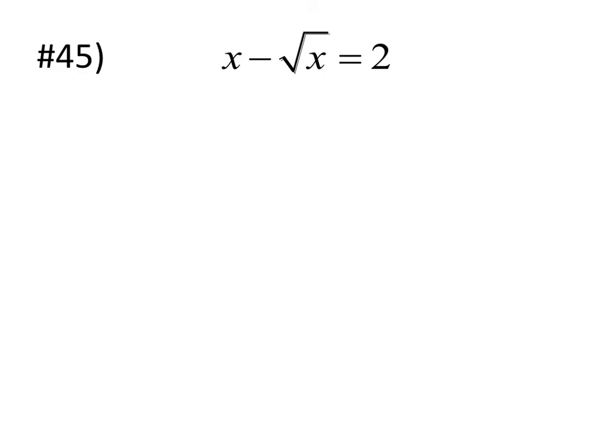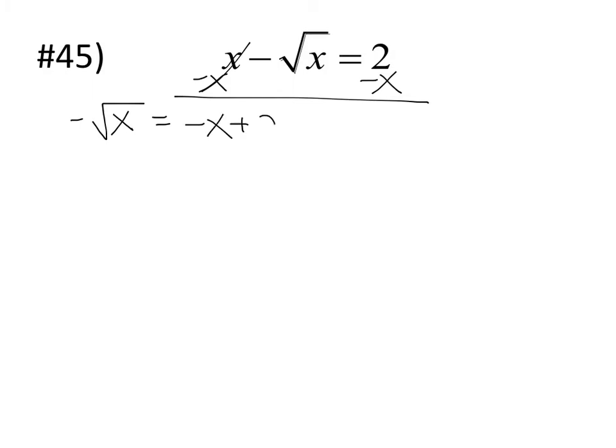Okay, number 45 says x minus the square root of x equals 2. I need to isolate the radical, so I'm going to subtract x from both sides, giving me negative square root of x equals negative x plus 2. Now you can either divide by negative 1 or square both sides at this point. I always divide by negative 1. Those cancel, leaving me the square root of x equals, dividing by negative 1 just means the numerator, they just change signs. So it was negative x plus 2, now it's x minus 2.